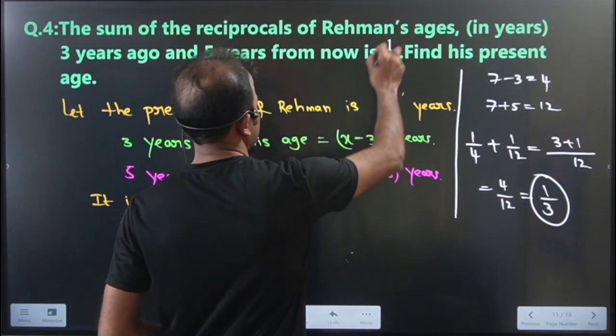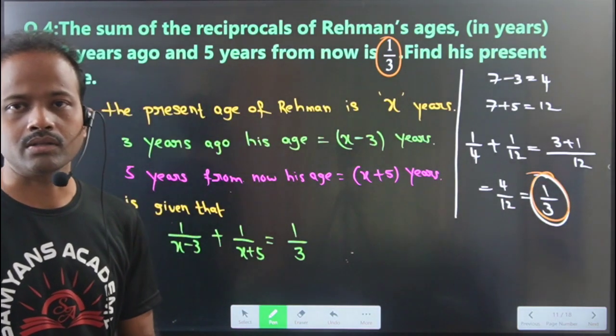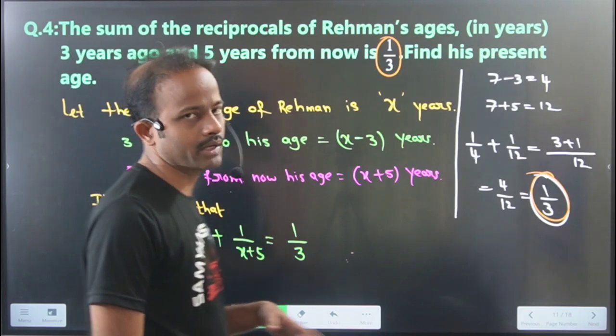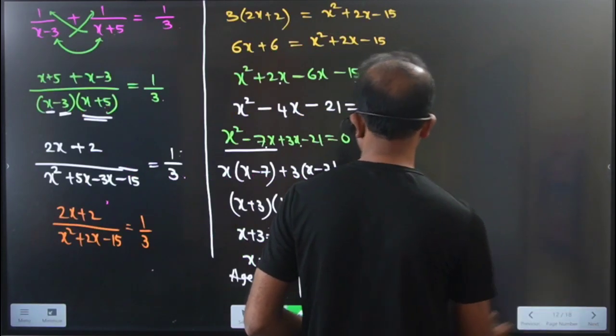You see this is also 1 by 3. We got here 1 by 3. Therefore our answer is correct. In this way you can cross check. Okay, next one. Yeah, move on to the next question.